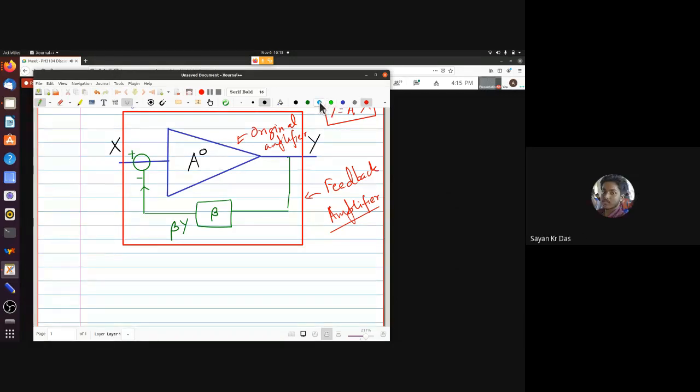Sir, X plus or minus beta y. Well, actually, the whole idea behind negative feedback is that it's X minus beta y. The fraction of the output is supposed to feed back out of phase to the input. So it's supposed to go against this. Okay, so this is the actual input to the amplifier.